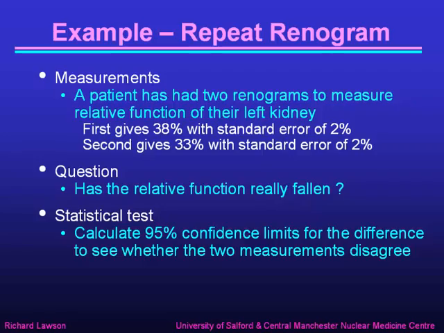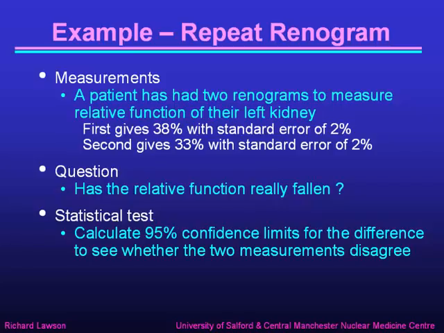Let's have a look at an example of that. We can suppose that we have some data from renograms, because a patient has had 2 renograms to measure the relative function of their left kidney. The first renogram gives 38% with a standard error of 2% for the relative function of the left kidney, and the second measurement gives 33%, again with a standard error of 2%.